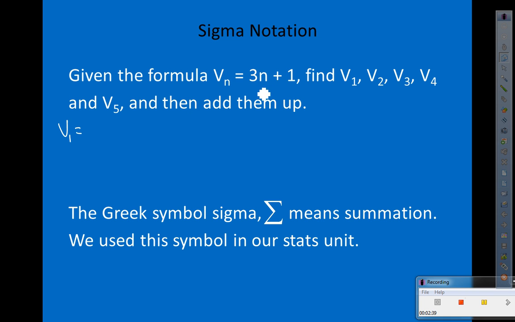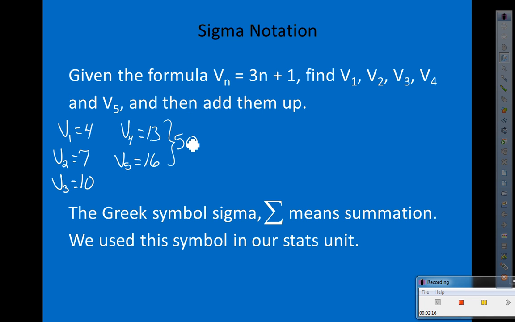So 3 times 1 is 3, plus 1 is 4. B sub 2 means plug in 2 right there. 3 times 2 is 6. 6 plus 1 is 7. B sub 3 would be then 3 times 3 is 9, plus 1 is 10. B sub 4 would be 13. B sub 5 would be 16. If I add all of these terms up, it looks like I'm going to get 50.